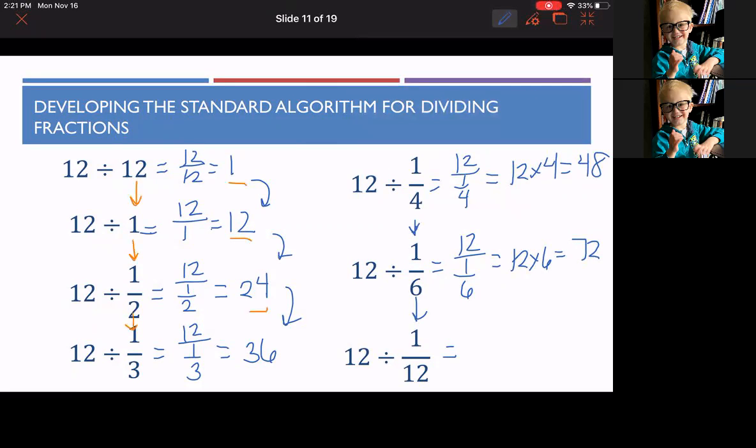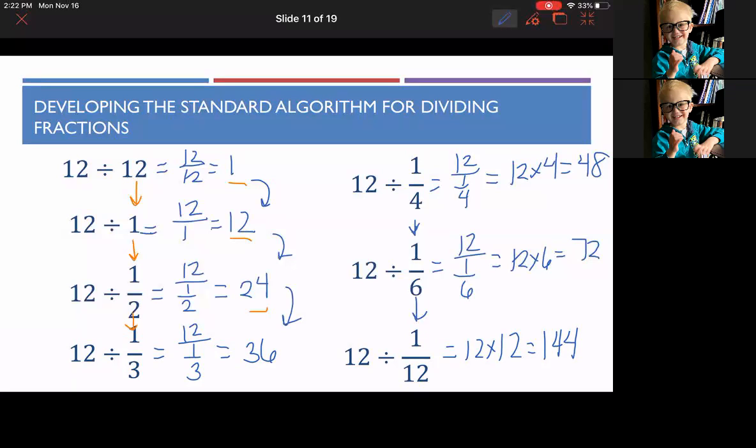And I picked only unit fractions. We did 1/2, 1/3, 1/4. We then missed 1/5. 12 divided by 1/5 would be the same as 12 times 5, 60. 12 divided by 1/7, 1/8, 1/9, 1/10, 1/11, 1/12 is all going to be the same. This is the same as 12 times 12, or 144. So you can show all of the multiples of 12 if you would like.